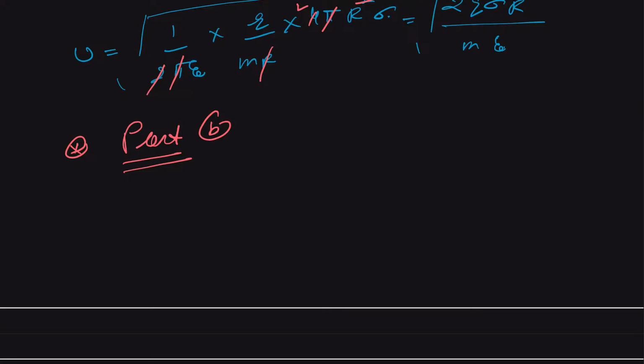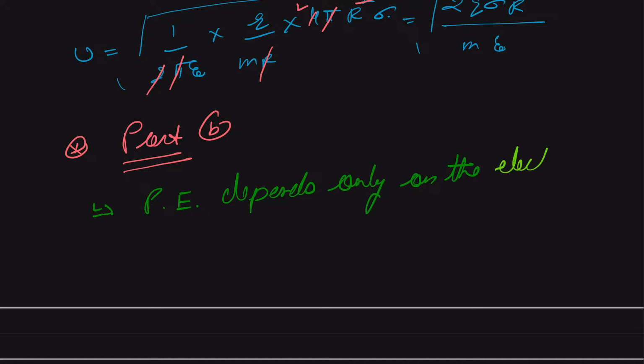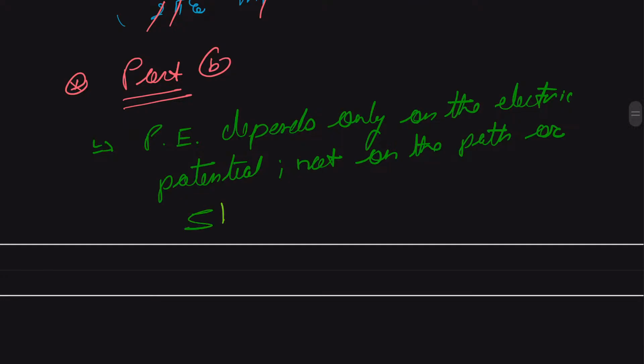Therefore, we can write it out. We can say that our potential energy depends only on the electric potential, not on the path or shape of the surface.